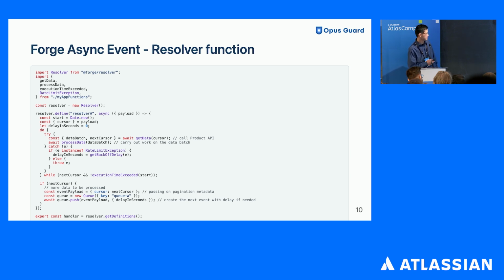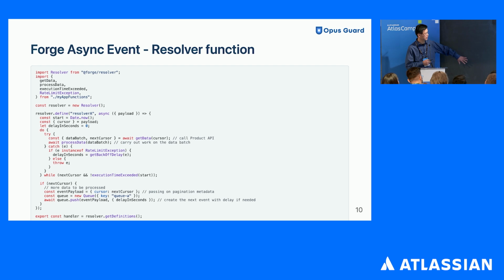And here we have an example, a very simple and naive implementation of a rate limiting handler. So when we have a rate limit exception, we'll try to determine the backoff delay in some way, and go ahead and wait, and pass that delay into the queue event. And at the end, we have the while condition there, detecting: is there a next cursor? Is there more data to retrieve? Or do we have execution time exceeded, which checks the limits of the runtime duration.